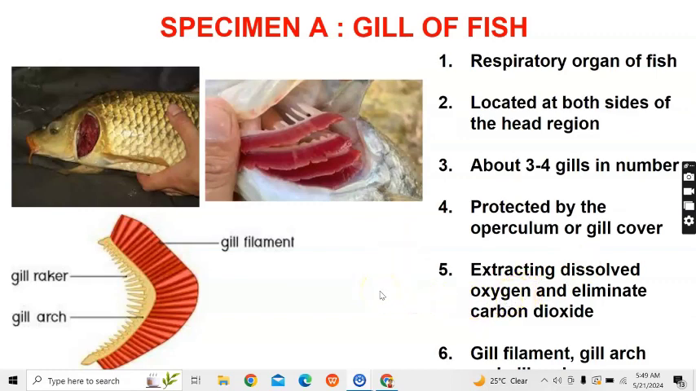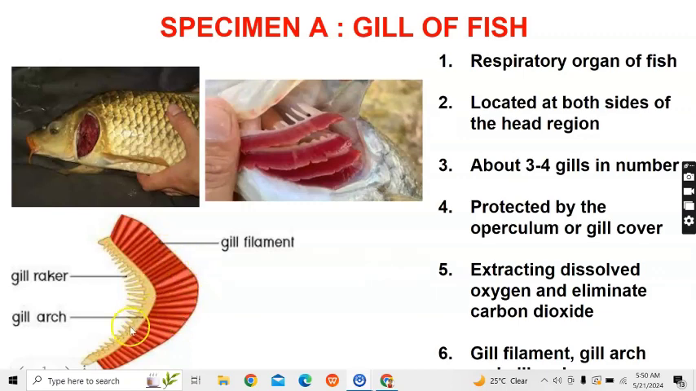Alright, then if you're asked to draw the gill, this is a typical sample of what you are expected to draw. Okay, the gill has 3 main parts. Alright, the first is the gill filament, and then we have the gill arc, and then we have the gill raker. Alright, this gill filament, this is the exact point in which oxygen is absorbed into the body. So it is a point of respiration. Alright, you can see it's richly supplied with blood vessel.